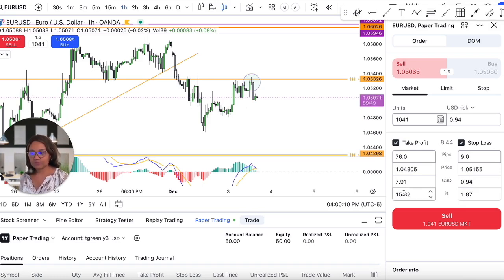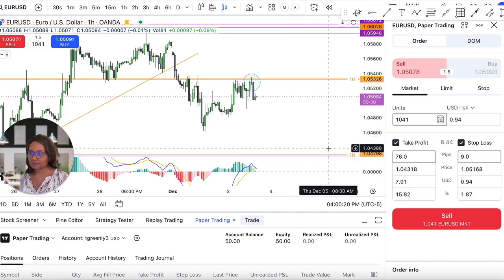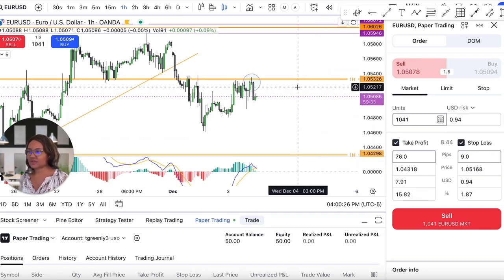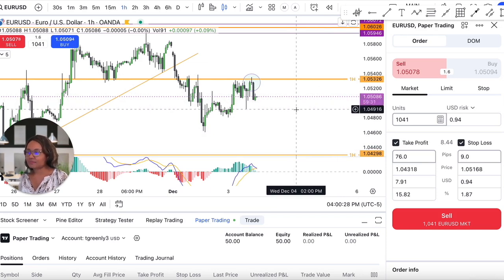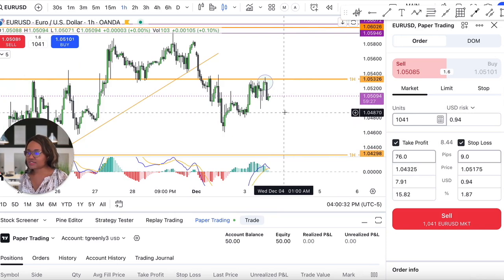And then I am hoping to get, let's see, 1.04310, which would be kind of right down here. So I think what I will do instead, though, is aim for an area of support and resistance that might be right around in here.